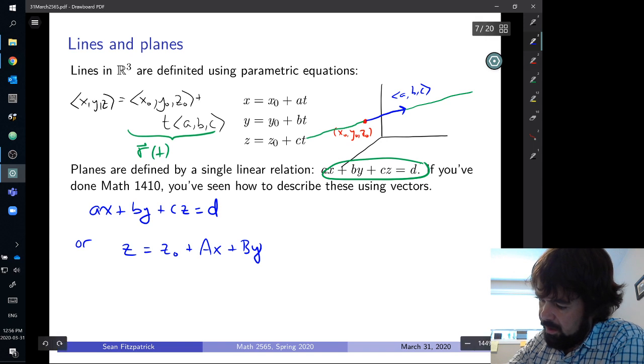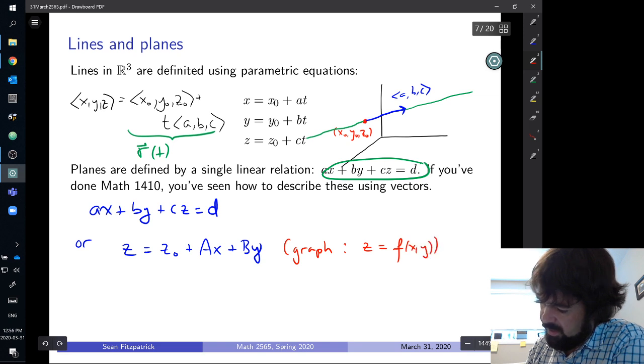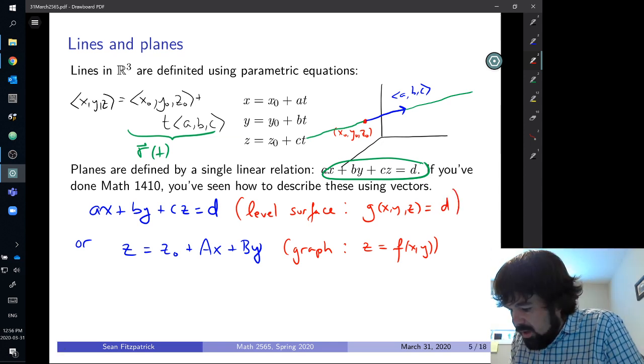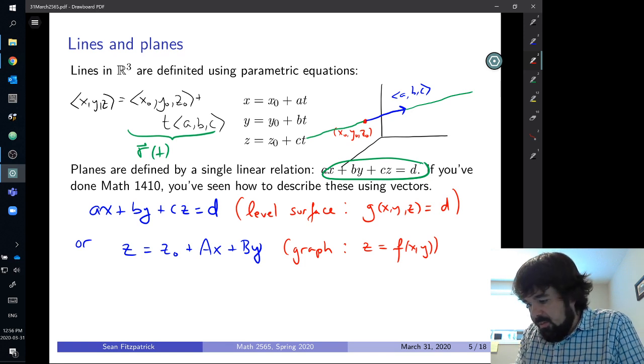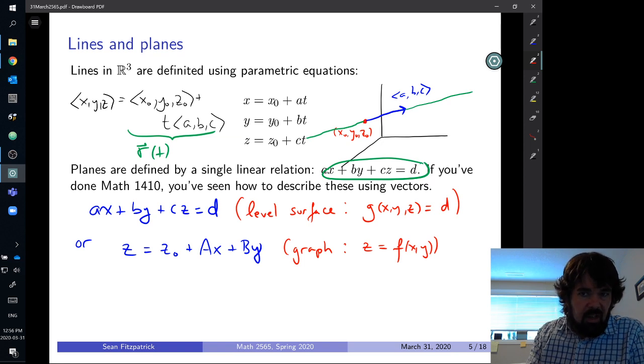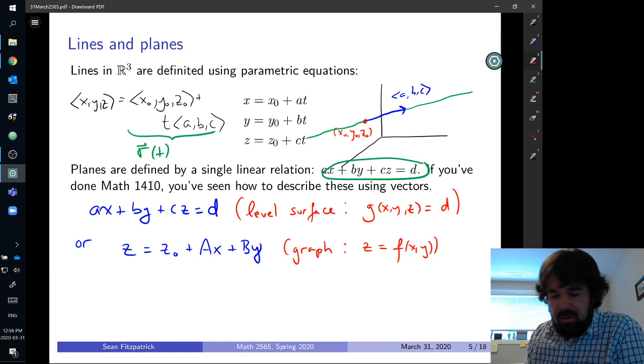And these actually are now the starting points for thinking about graphs, writing z as a function of x and y. Or this is an example of what's called a level surface, where you have some function of three variables that you set equal to a constant. So we'll look at generalizing both of these. For the little bit we do, because we're just scratching the surface in this course, most of this properly belongs in Calc 3 or Calc 4, depending on how your calculus is sequenced.